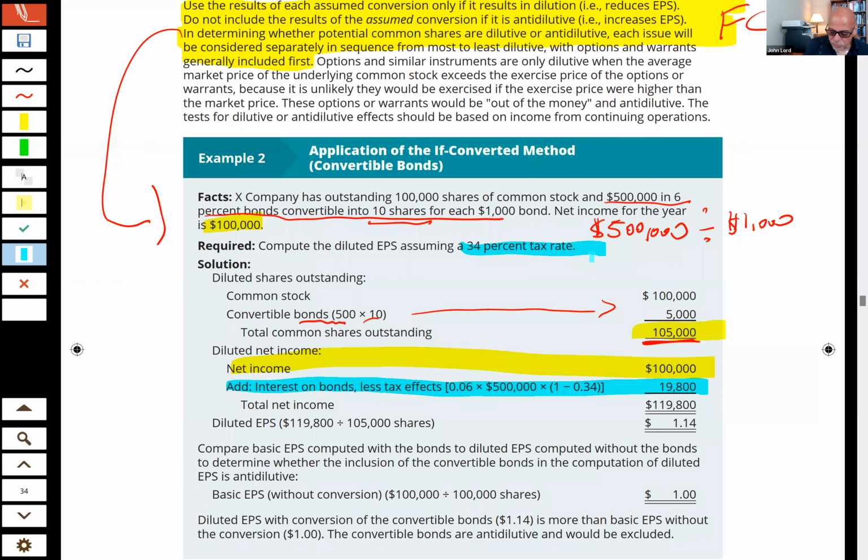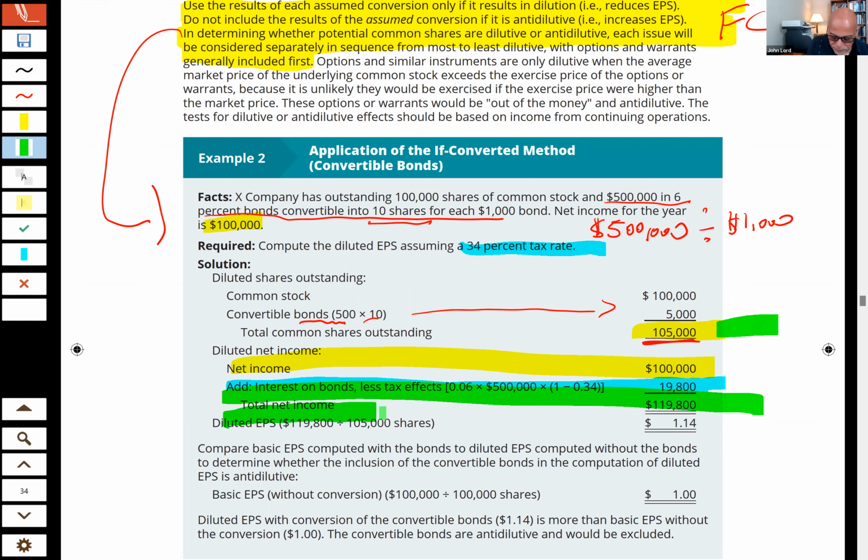66%. And that gives me what? 19,800 net of tax interest they saved. They would have saved had they converted the bonds. Okay, so that gives us what? Total net income of 119,800. We divide that by what?